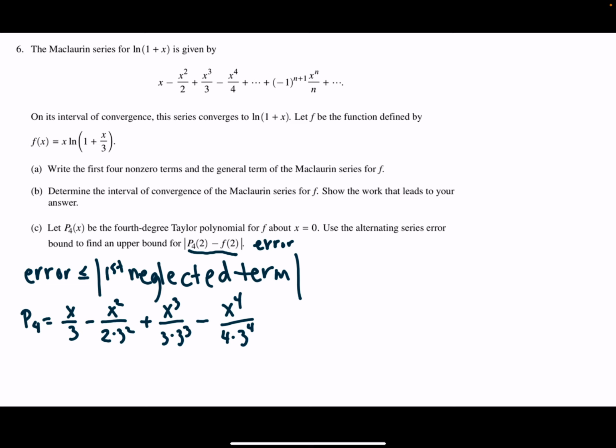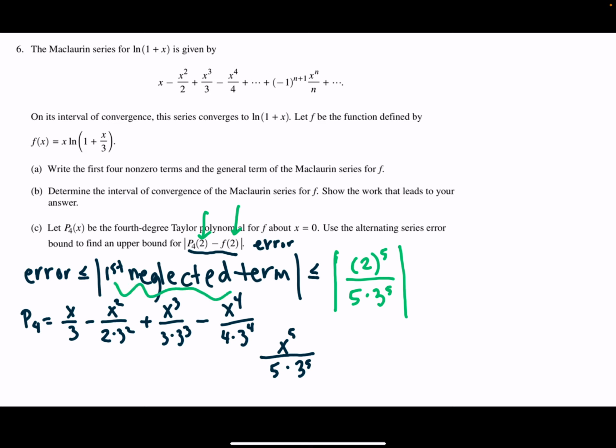Now we want to know what the error would be. The first neglected term, what would the next term be? The next term would have been x to the 5th over 5 times 3 to the 5th. What's changing here is that my x's have been replaced with 2's. So error is less than or equal to the absolute value of 2 to the 5th over 5 times 3 to the 5th. That is the upper bound. I don't need to say any more. This is my justification, and I don't need to simplify this.